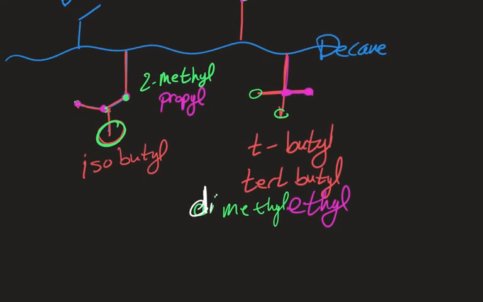There we go. So that's a dimethyl ethyl. And what numbers are they on? Which carbon number are they on? So if this is our 1 and 2, what number are they on? They're both on 2. So this would be a 2,2-dimethyl ethyl. Okay, so this is a side group to our decane. Okay?